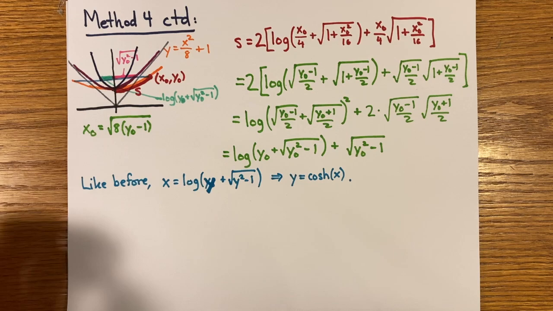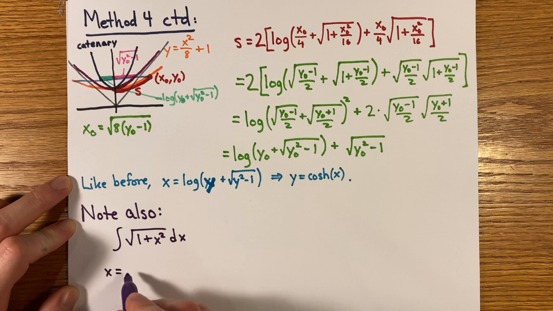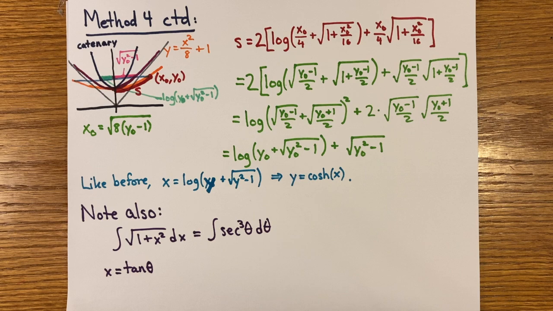And notice that the same tangent substitution converts the integral in the rectification of a parabola into the integral of the secant cubed, which is not hard to compute if you have the integral of secant. It's just an extra integration by parts. But as I mentioned, Huygens worked this out 9 years before Gregory computed the integral of the secant.